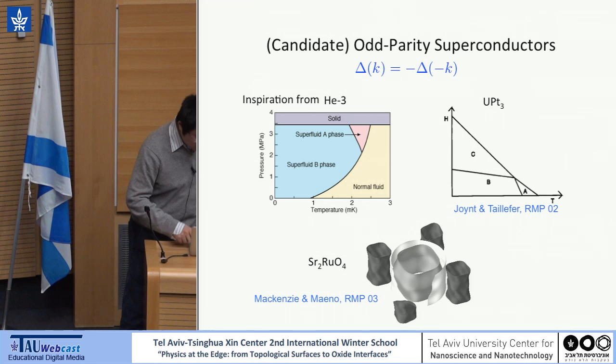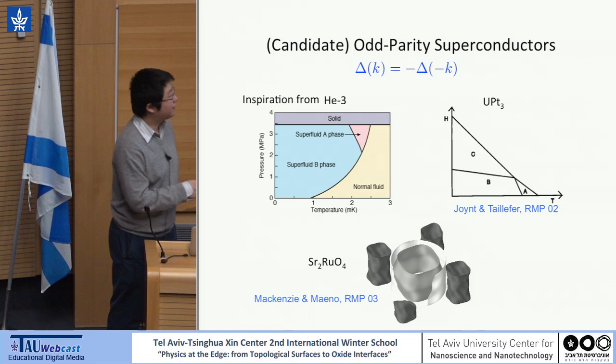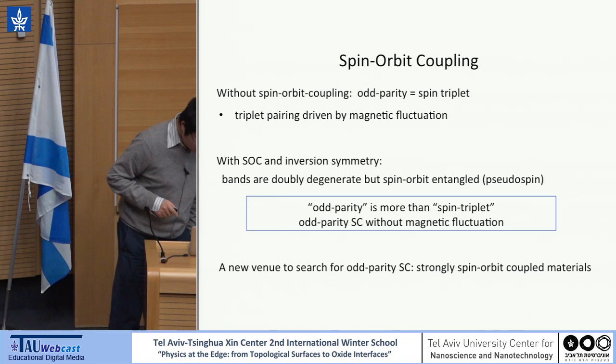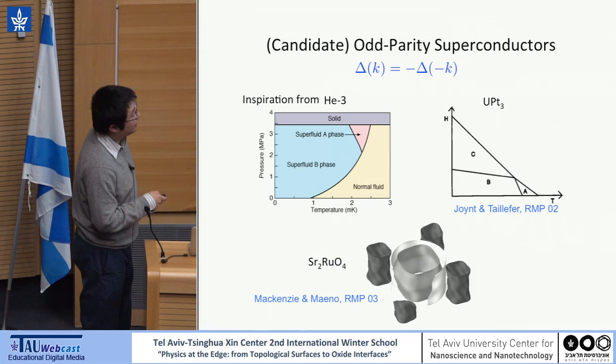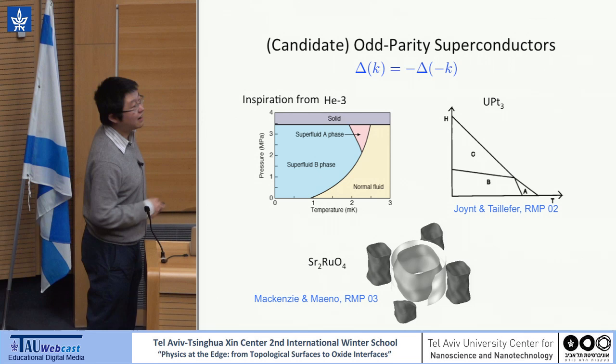Now, in both of these cases, actually, the quasi-particle gap is not full, there are line nodes. So that complicates the analysis of topology. And also, in both cases, the superconducting states, at least in a large part of the phase diagram, are actually time reversal breaking. Okay, so we'd like to search for a time reversal invariant odd parity topological superconductor.